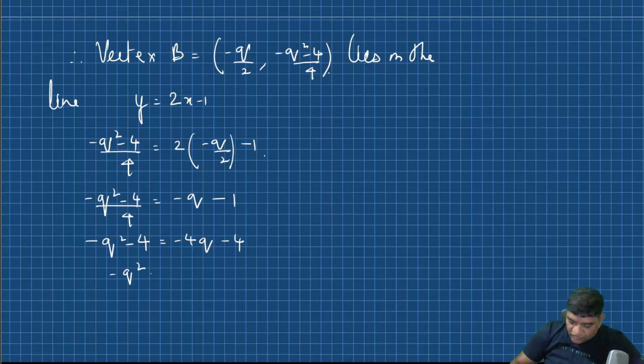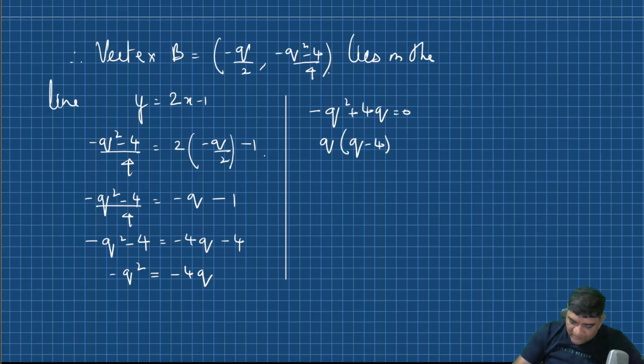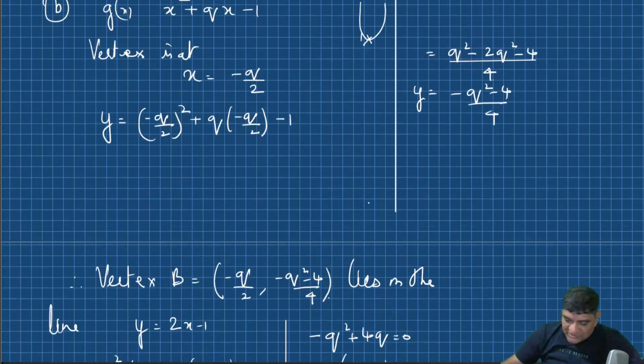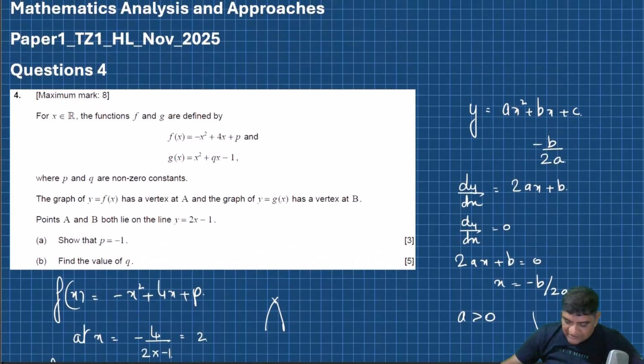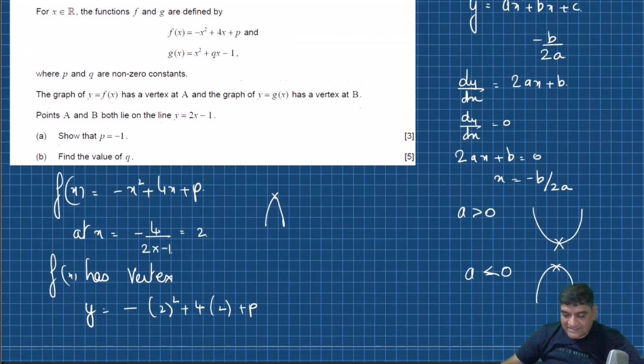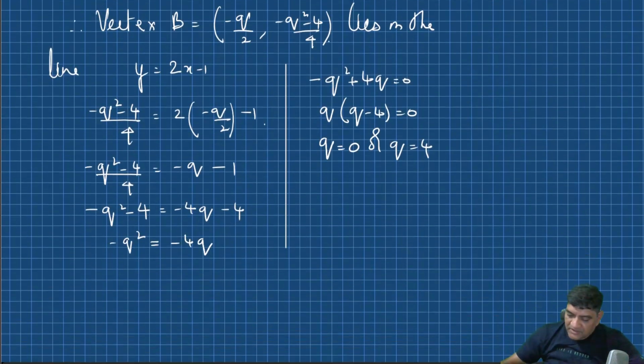I remain with minus q squared equal to minus 4q. Transposing to the left hand side, I have minus q squared plus 4q equal to 0. Taking q common out, q into (4 minus q) equals 0. So q is equal to 0 or q is equal to 4. I have two options for q, so I go back to the question and see if he has mentioned anything about the domain. I can see that he mentions that p and q are non-zero constants, and hence I cannot choose q equal to 0. So q is equal to 4, a non-zero constant.